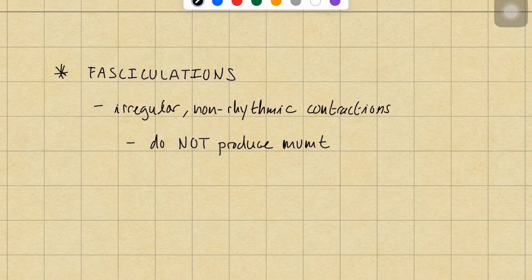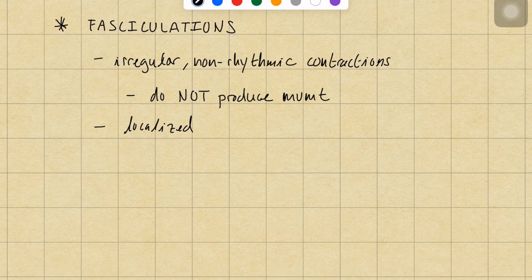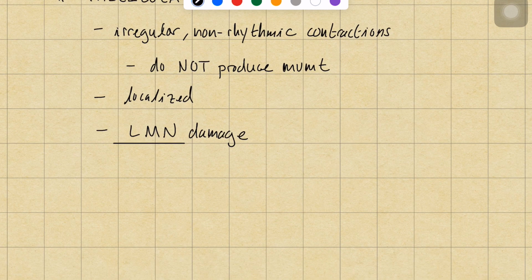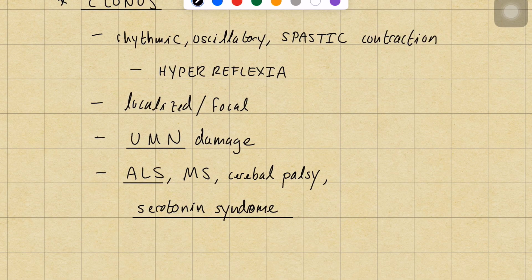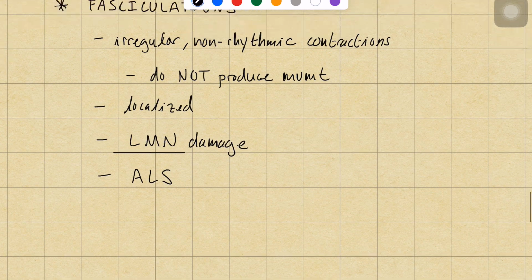And then what we see with fasciculations is they're localized, and that makes sense because they have a very small scope to individual muscle fibers, and they are a result of lower motor neuron damage. So that's what really sets them apart. This is something you'll see in lower motor neuron diseases. And so as a result, you can see it in ALS, in the lower motor neuron component of ALS. Remember that the upper motor neuron component of ALS involves clonus. The lower motor neuron component of ALS involves fasciculations.